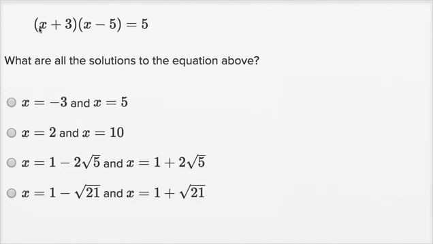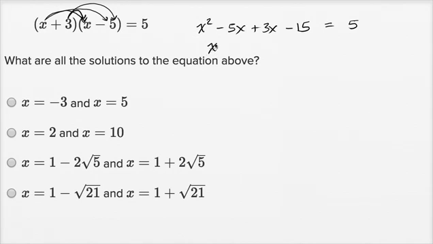So the first thing I would do is just multiply out (x + 3)(x - 5). So what's that going to be? Well, it's going to be x times x, which is x squared, plus x times negative 5, so that's minus 5x, plus 3 times x, so that's plus 3x, plus 3 times negative 5, so it's minus 15, and that's all going to be equal to 5.